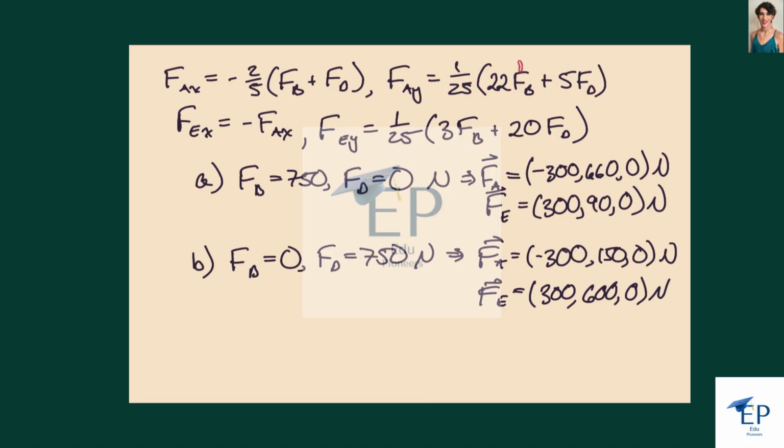So you can see here, looking at these components, looking at these coefficients here, FAY depends a lot more on FB than FD, and FEY depends a lot more on FD than FB. So that's why, depending on where we put the load, we'll get much larger reaction forces at one of the anchor points.